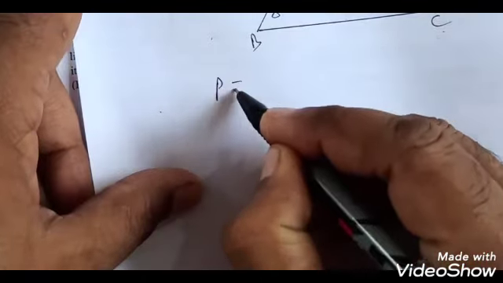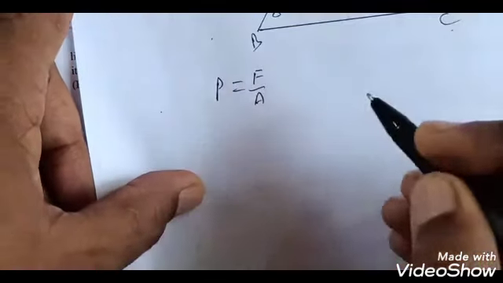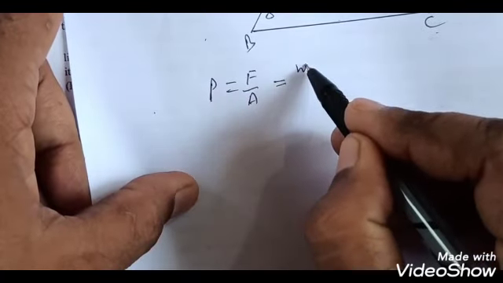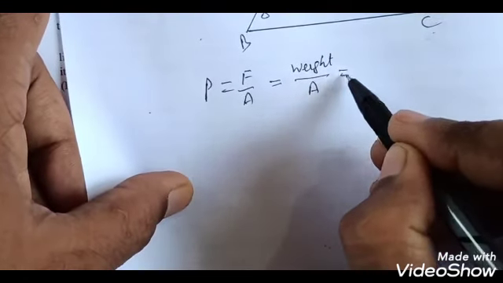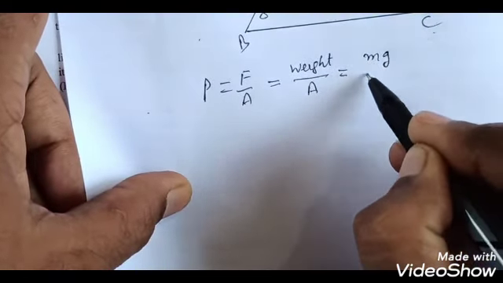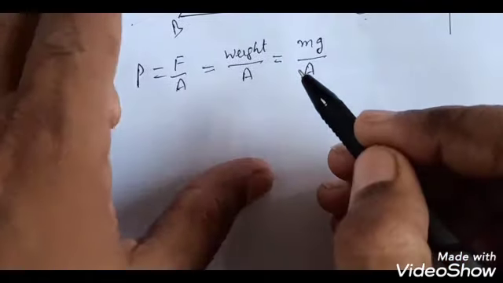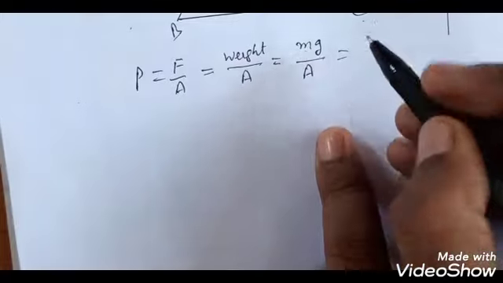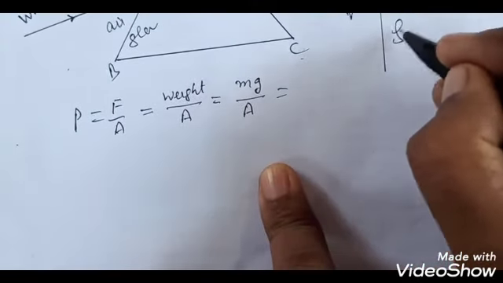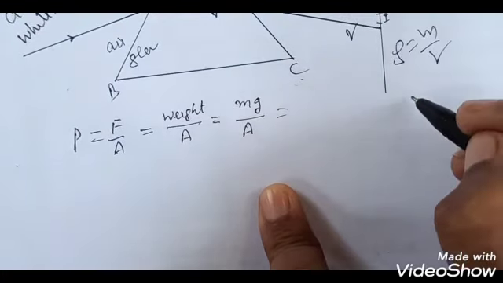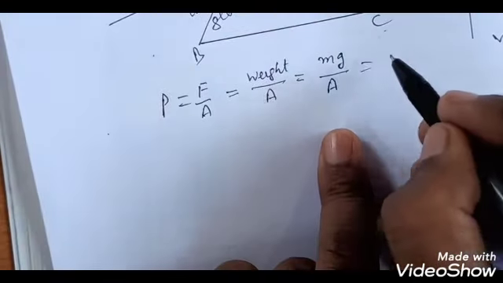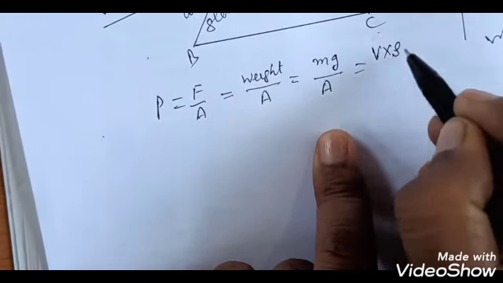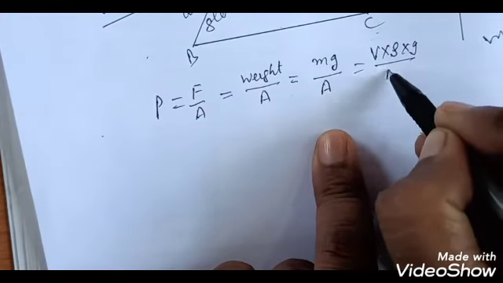And we know what pressure is. Pressure is force divided by area, or weight divided by area. Weight and force are one and the same thing. And we know weight has the formula mg, divided by area. And we know m has a formula: density is equal to mass by volume, and cross multiplying, mass is equal to volume into density. So pressure is volume into density into g, divided by A.